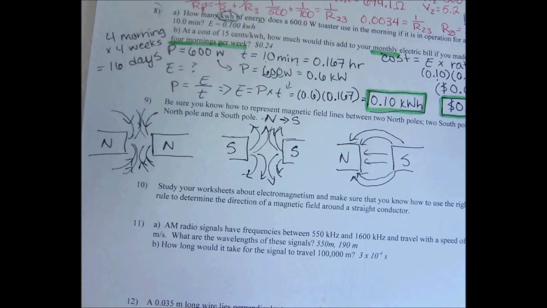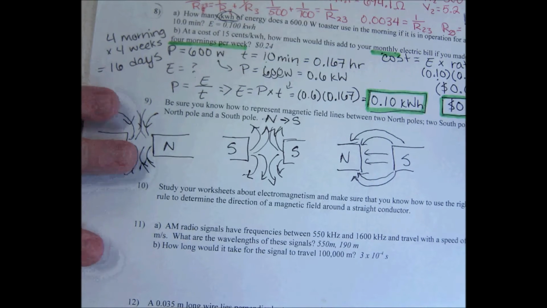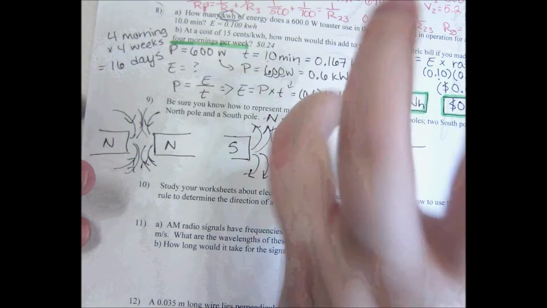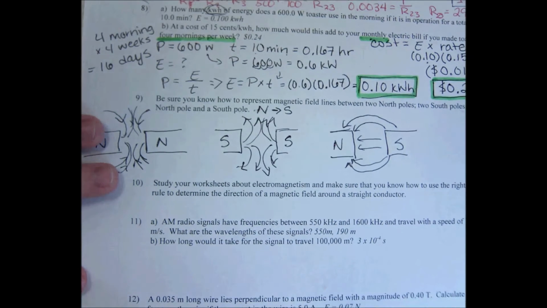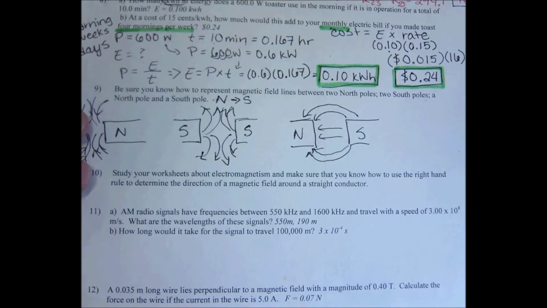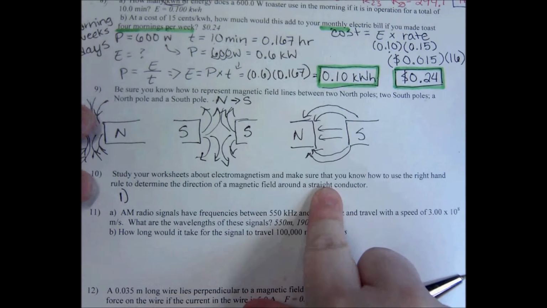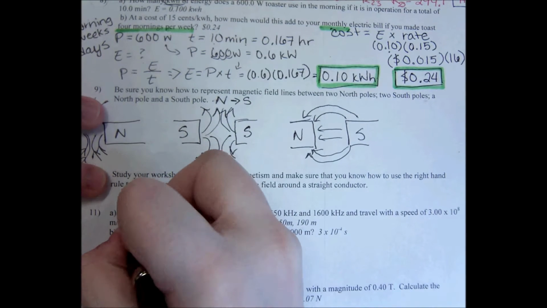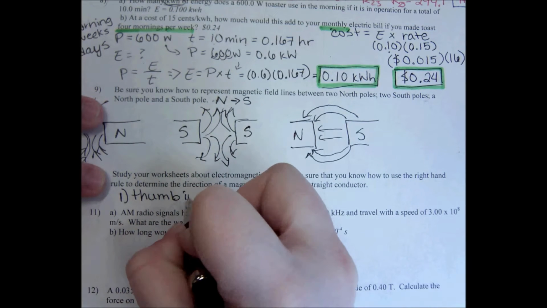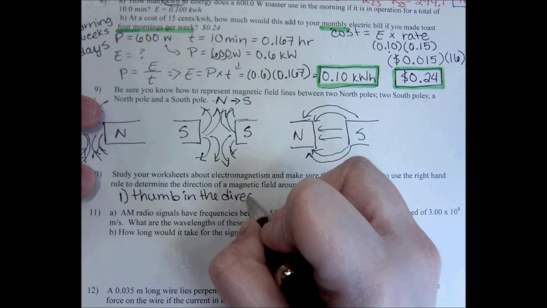Now, number 10 says study your worksheet about electromagnetism and make sure you know how to use the right-hand rule to determine the direction of a magnetic field around a straight conductor. This would be hard for me to demonstrate on camera. It would just be a lot of me twisting my hand around. So you may want to go back and look in your notes for this section. The best I can do is list the rules. The right-hand rule for a straight conductor is you put your thumb in the direction of the current.